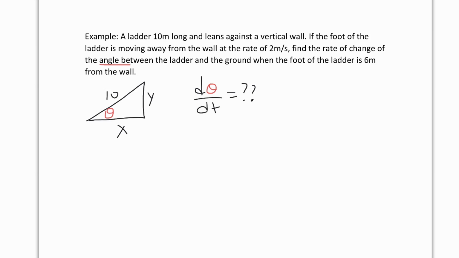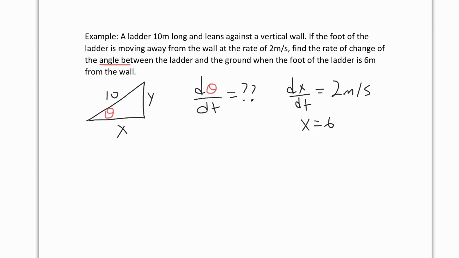Now, what are we given? Well, we're told the ladder is moving away from the wall at a rate of 2 meters per second. That means dx dt is equal to 2 meters per second. And we're told eventually that the foot of the ladder is 6 meters from the wall, so that means x will be equal to 6.